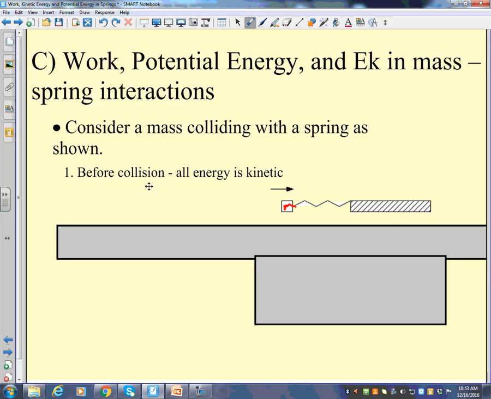So before the collision, all the energy is kinetic, right? The total energy is all kinetic because the spring hasn't done any compressing yet. It's just touched it.